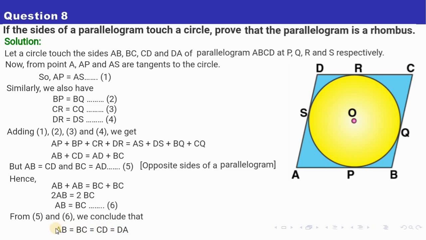Now what are these? All these are the sides of the parallelogram, right? So we clearly see that AB, BC, all the sides of the parallelogram are equal. And what is the meaning of this? This means that ABCD is a rhombus. So you may pause the video to note down.